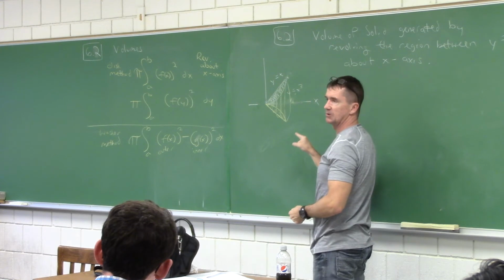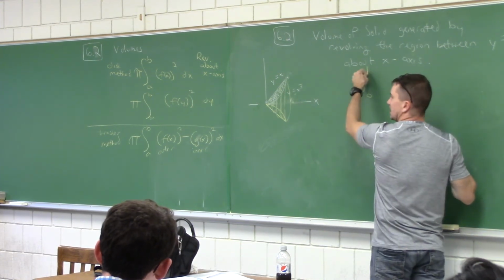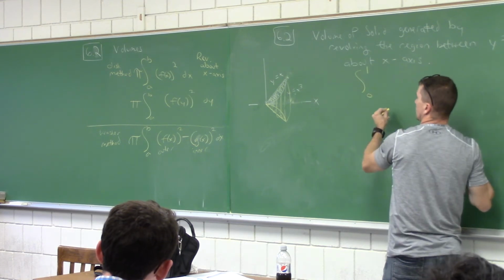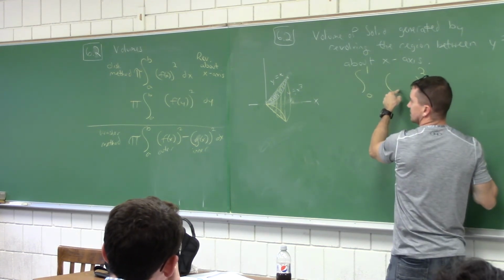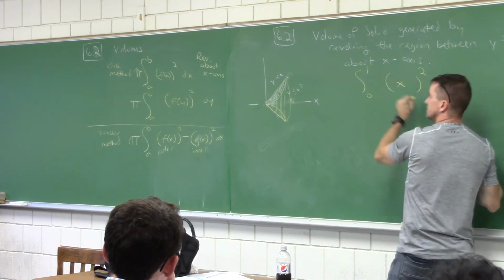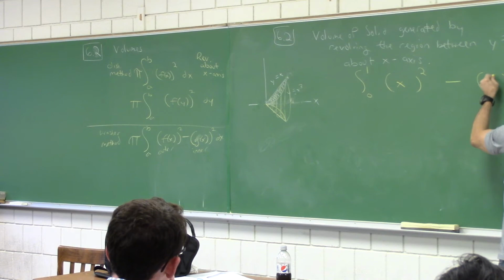So which one is further away? I heard it. Here's the setup. We're going from 0 to 1, right? Isn't that where they met? 0 to 1. The outer is the x. Who's the inner? The x cubed.